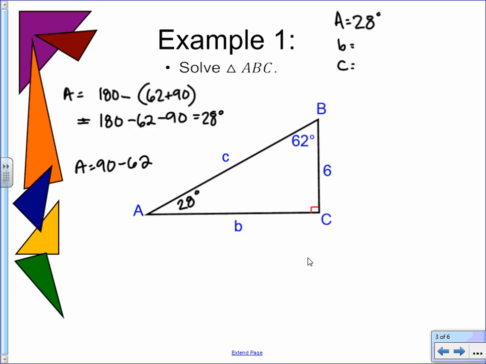All I'm doing is taking out the piece where I factor in the 90. But I'm going to come up with the same answer. If you don't like this 90 minus 28, you don't have to do it. Okay? They're really the same thing. So either one works, whatever one you're more comfortable with. Okay, so we've got A, and now we're left to find B and C.